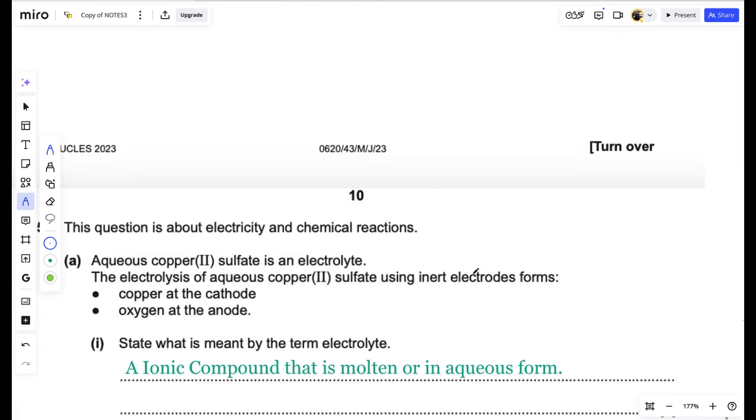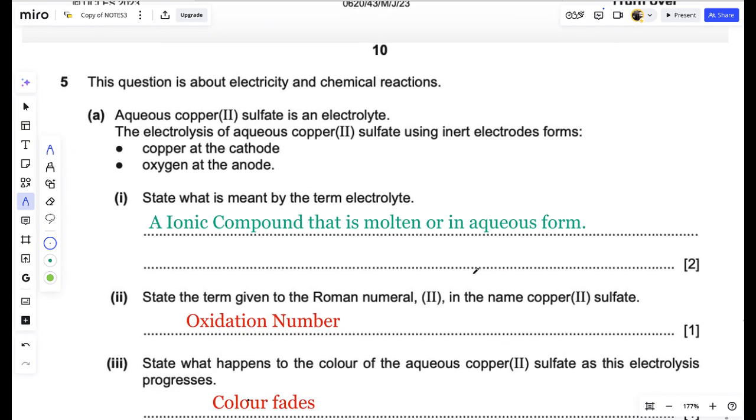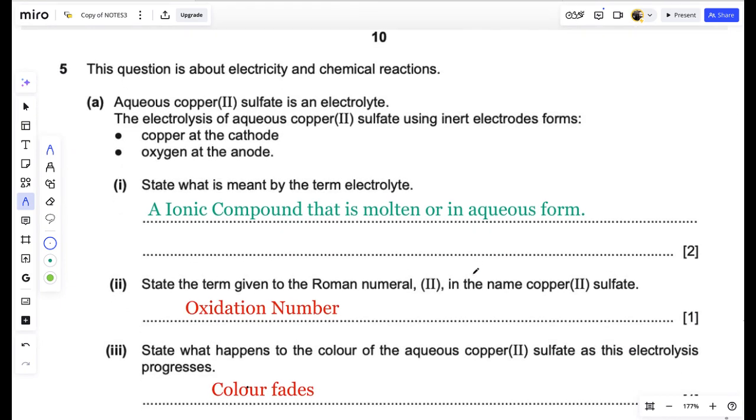Let's move to the next question quickly. Question number 5. This question is about electricity and chemical reaction. Now, aqueous copper 2 sulfate is an electrolyte. Aqueous means it is mixed with water.